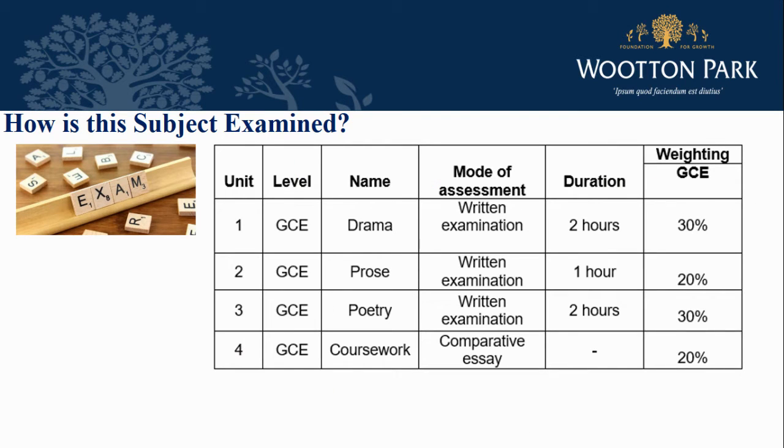In terms of how the subject is examined, as mentioned, there are four key units. The first being drama, second prose, the third poetry, and the fourth coursework. Now, three of those units are written examinations, 2 hours for Unit 1, 2 hours for Unit 3, and only 1 hour for Unit 2 because we're just concentrating there on the comparison of two texts. And that equates to 80% of the overall course. The essay, which is produced as part of Unit 4, is 20% of the overall course and is assessed internally and then externally moderated.